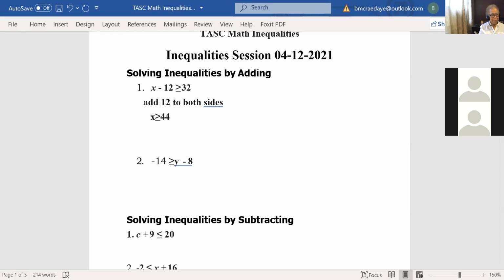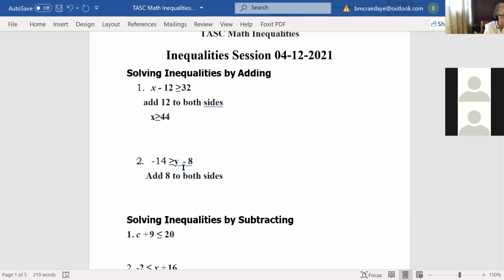14 is greater than y minus 8. Minus 14 greater than y minus 8. You put 8 to both sides? Add, subtract, multiply, divide. Now this is adding. So what are you going to add, Maureen? 8 to both sides? Yes, you're going to add. That's it. Very good. You're going to add 8 to both sides.